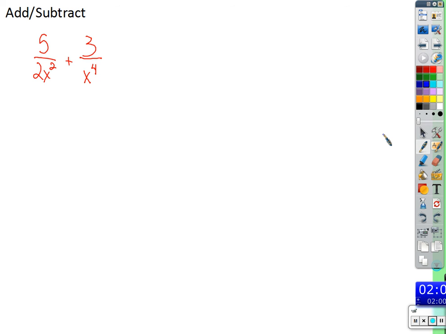What is our common denominator? 2x to the 4th. My answer will be 2x to the 4th for the denominator. So what will I multiply this by to get 2x to the 4th? x squared. And this by what? 2. This by 2, this by x squared. Whatever you need to multiply by, keep the same denominator.